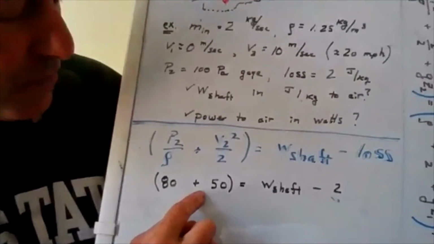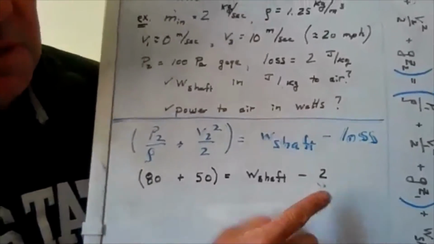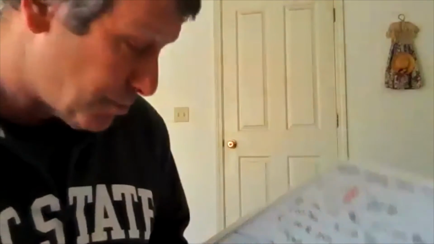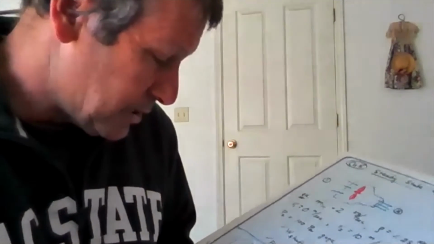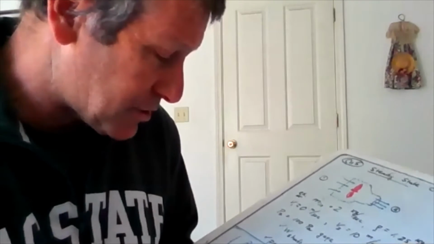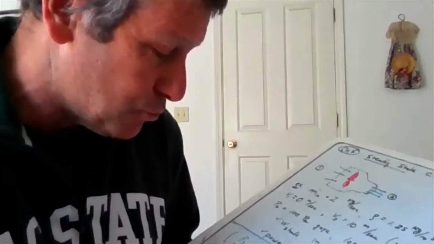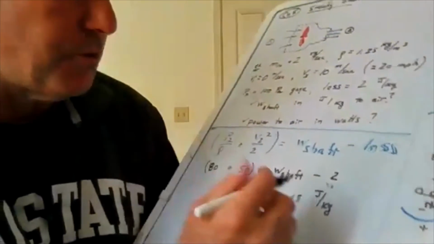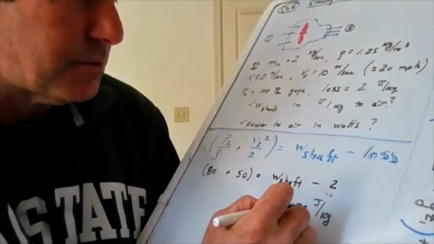But if it comes out of 130 and there's a loss of 2, it's got to make up for that loss. So the answer for the work of the shaft, you can do it algebraically or just thinking about it, is that the fan has to provide 130 joules of mechanical energy for every kilogram of air that goes through there. Pardon me, 132. And there's our answer.